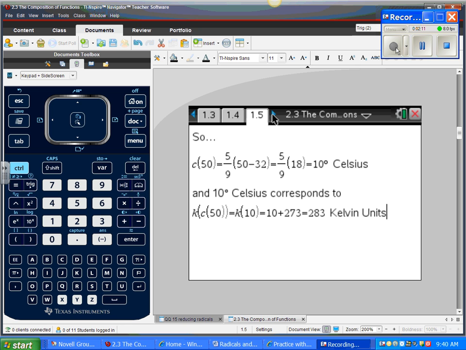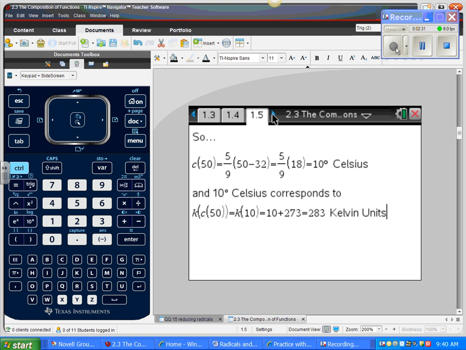We're going to start with our first piece, which is our formula 5/9 times (T minus 32). So C of 50 equals 5/9, and we plug in that 50 minus 32. So we get 5/9 times 18, which is 10 degrees Celsius. So now we've converted from 50 degrees Fahrenheit to 10 degrees Celsius. From Celsius, we're going to change that to Kelvin units.